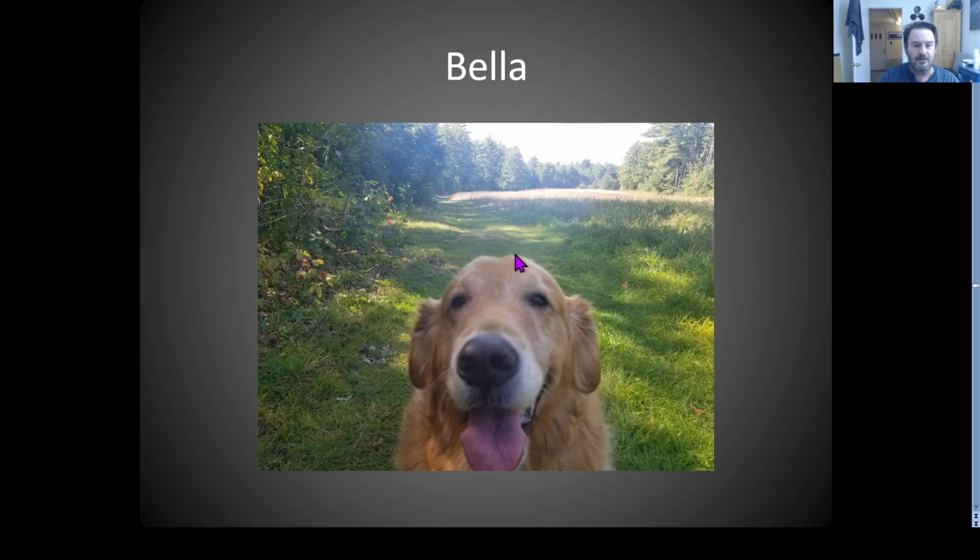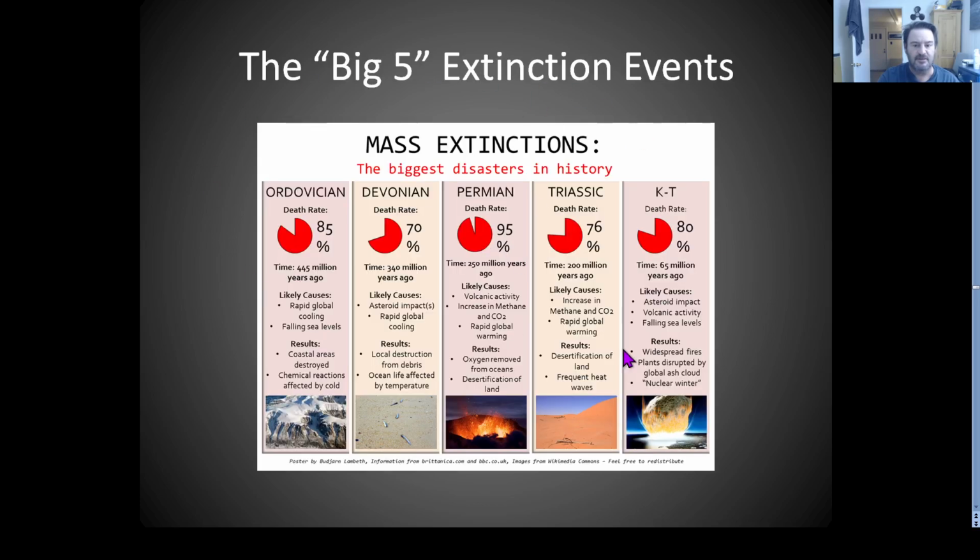Our next subject is going to be the big five mass extinctions. And there's the Permian right there. And we're going to go into this. I didn't really go into these ones too much because we don't know a whole lot about them, not like we do between this one and this one. But we may go back into these at some other time.